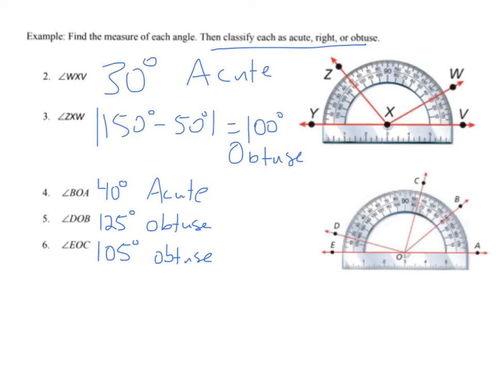Alright, here are the answers. Number 4 is 40 degrees, which is less than 90, so that's acute. Number 5 is 125 degrees, which is greater than 90, so that's obtuse. Number 6 is 105 degrees, which is also greater than 90, so that is also going to be obtuse.